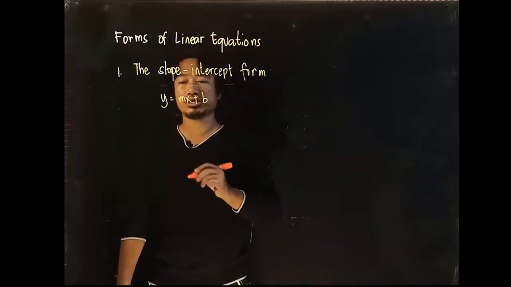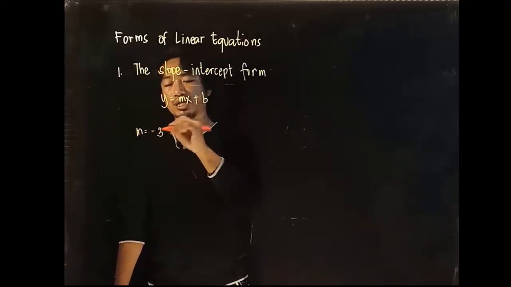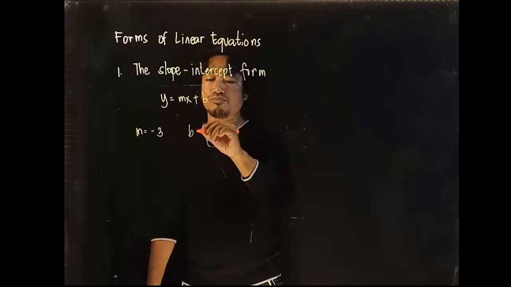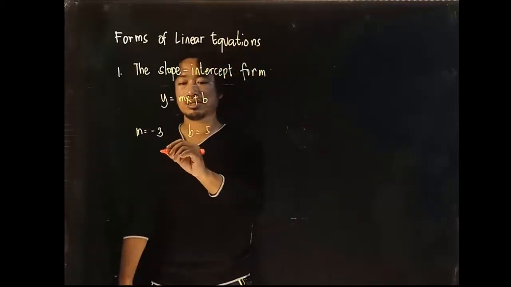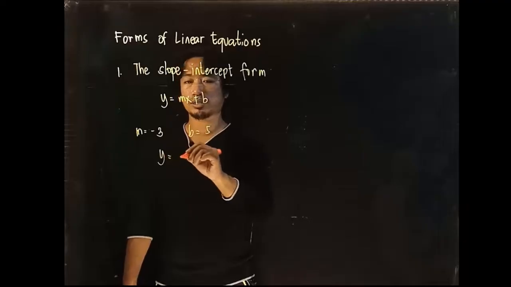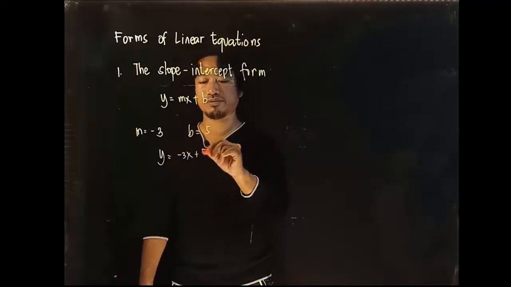So for instance, if you are given m equal to -3 and b equal to 5, then the equation of the line is y equals -3x plus 5.